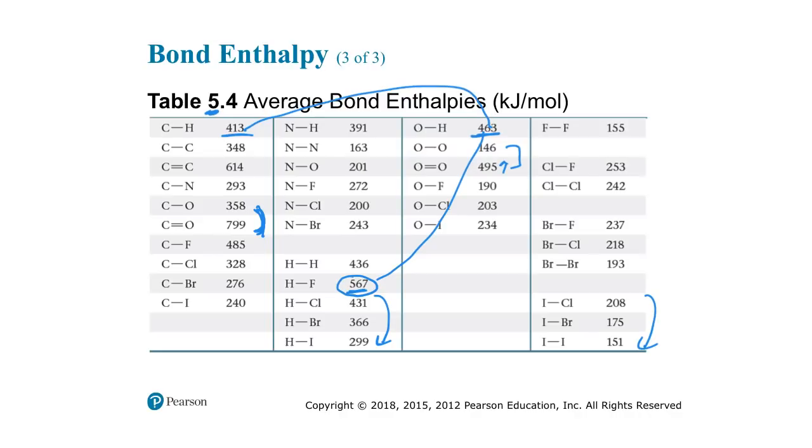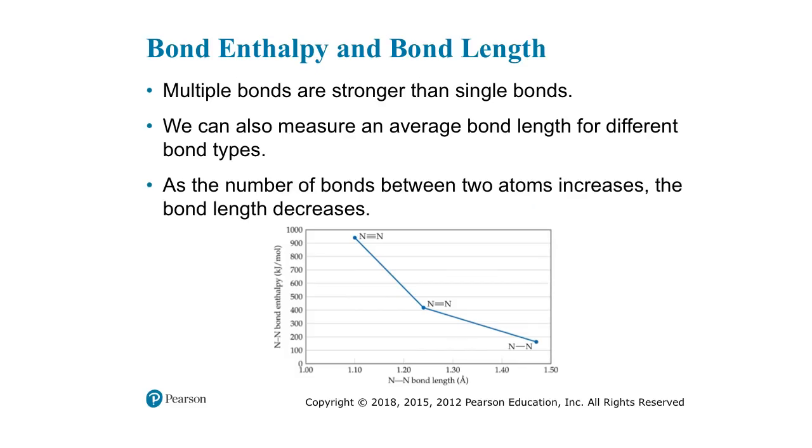Let's see if there are any triple bonds on here. Triple bonds are not on here, but the nitrogen-nitrogen triple bond is a very stable bond due to being a triple bond. So bond enthalpy and length are connected together. Multiple bonds are stronger than single bonds.